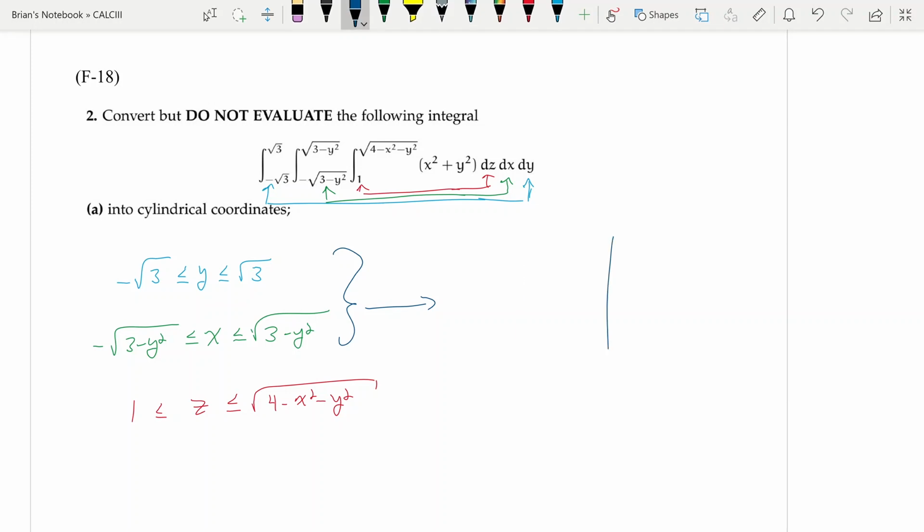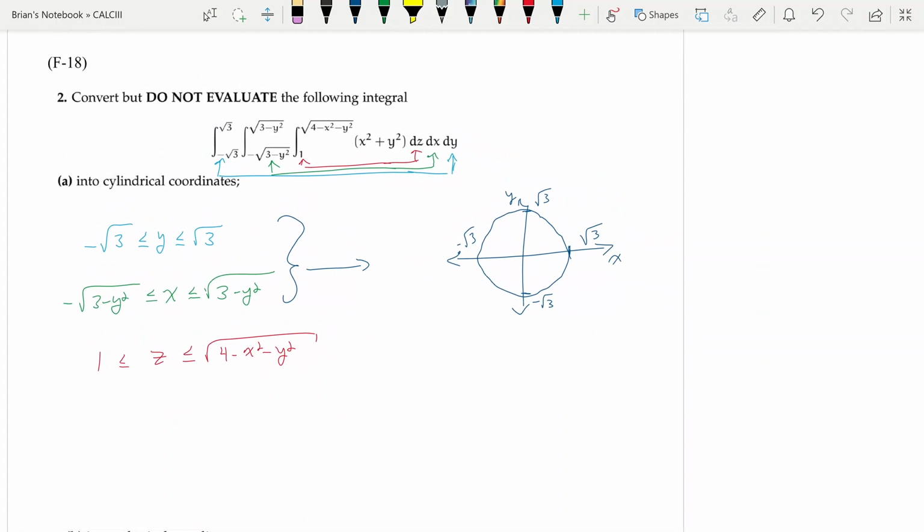Our y is going from negative square root of 3 to the square root of 3. And our x graph, if you squint and cross your eyes, is just the equation of a circle with a radius of the square root of 3, which is nice because that's what our y bounds are. If I draw my terrible circle, you can see that, boom. So we have a circle with a radius of square root of 3, which is nice because we're going to go into cylindrical coordinates. That's pretty sweet.